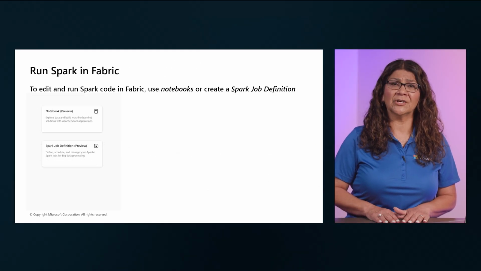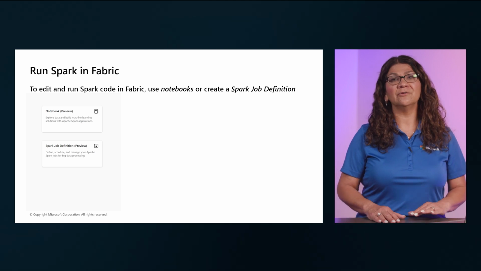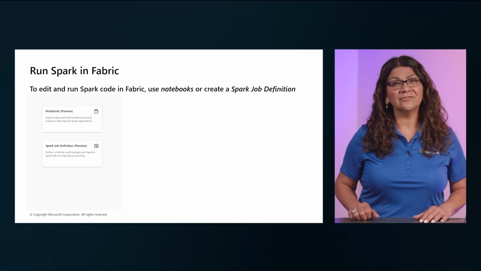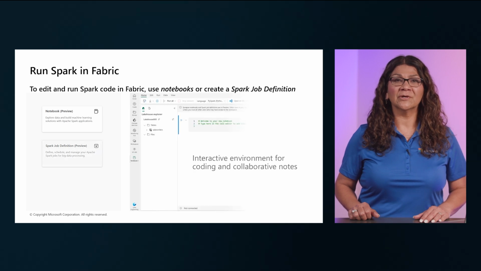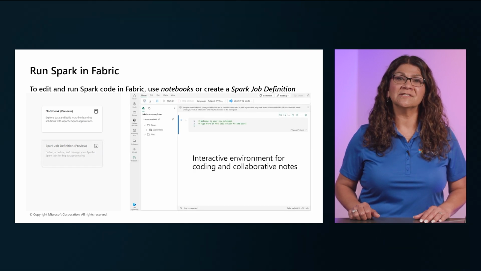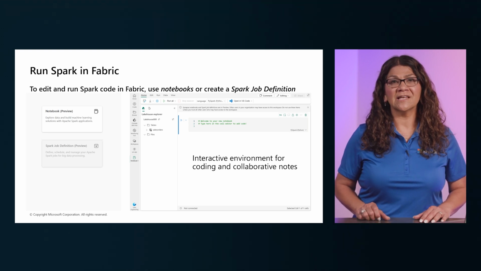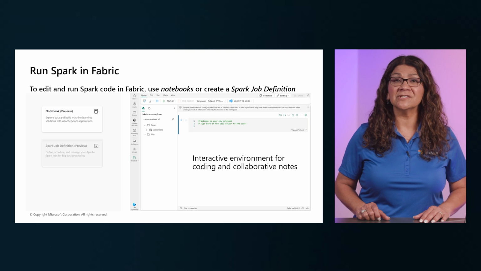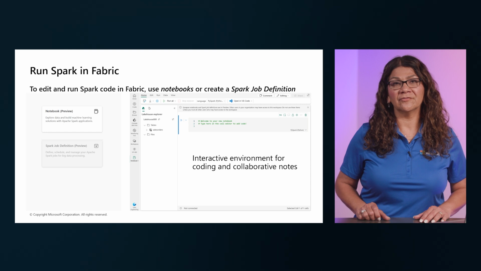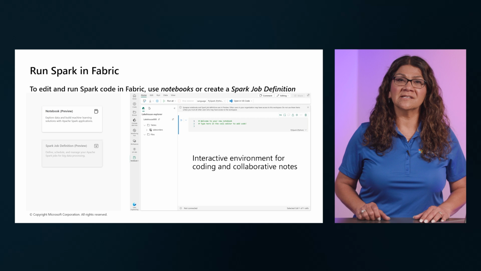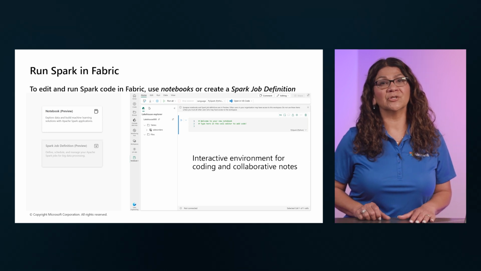To edit and run Spark code in Microsoft Fabric, you use notebooks, or you can define a Spark job. You can run Spark in a notebook when you want to use Spark to explore and analyze data interactively. Notebooks enable you to combine text, images, and code written in multiple languages to create an interactive artifact that you can share with others and collaborate on. Notebooks consist of one or more cells, each of which can contain markdown formatted content or executable code.